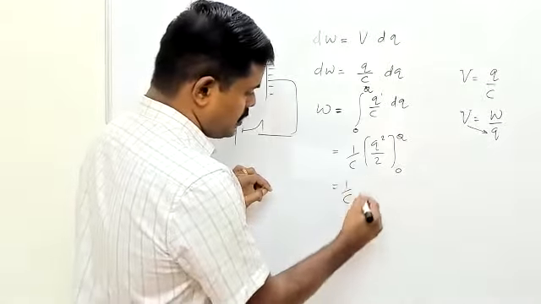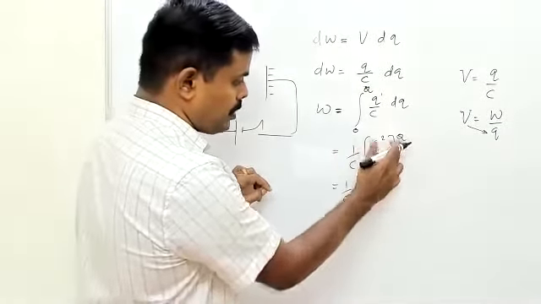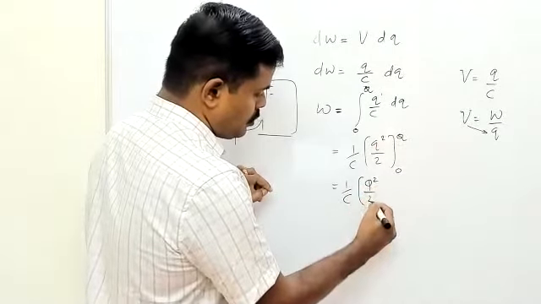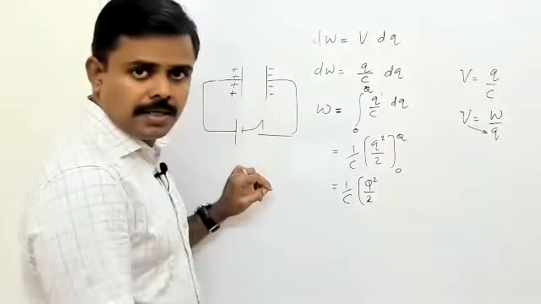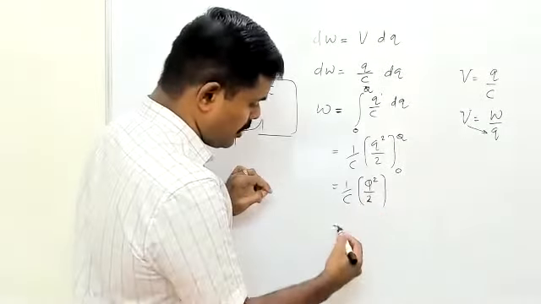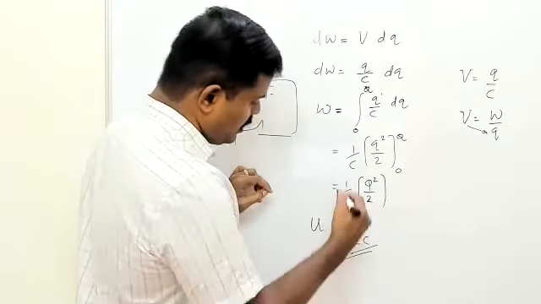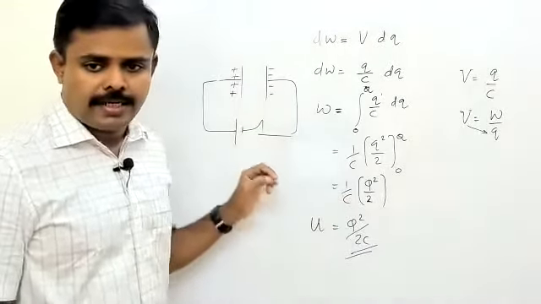Then 1 by C into, you give the upper limit. In place of small q, you write Q square by 2 minus, in place of Q, you put 0. But there is no point in putting it. So I can keep it like this. That is Q square over 2C. This is the work done, which is stored as potential energy inside.